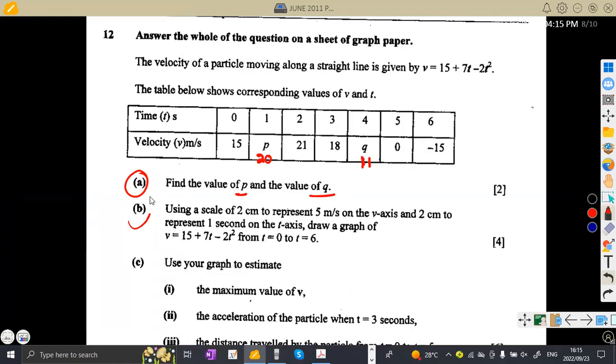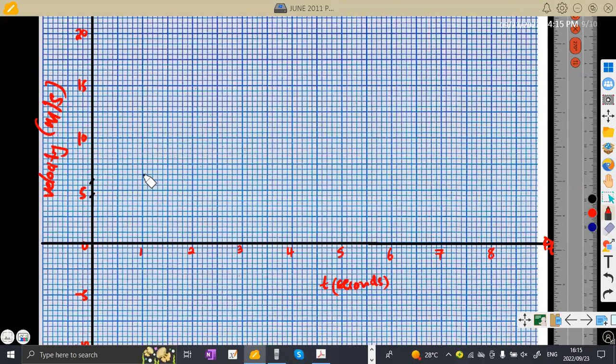So with this information, the question is going to be using a scale of 2 centimeters to represent 5 meters per second on the v-axis, which is the velocity axis. Remember, it's a velocity-time graph, where this is velocity in meters per second versus time in seconds. So for the velocity, you're going to use 2 centimeters to 5, so it's 5, 10, 15, 20, and so forth. Then 2 centimeters to represent 1 second. A second is a time, so on the time axis it is 1, 2, 3, 4. That is what it means. Then you're going to draw from t equals 0 to t equals 6, just like what I did on this part here. This is your velocity and your time.